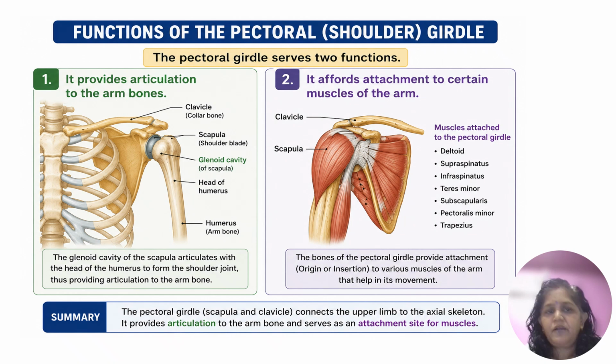Now the function of the pectoral shoulder girdle is that it provides the articulation to the arm bone, and it helps in attachment of certain muscles. Over here the names of the muscles have been mentioned like subscapularis, pectoralis minor, trapezius, deltoid, supraspinatus, infraspinatus.